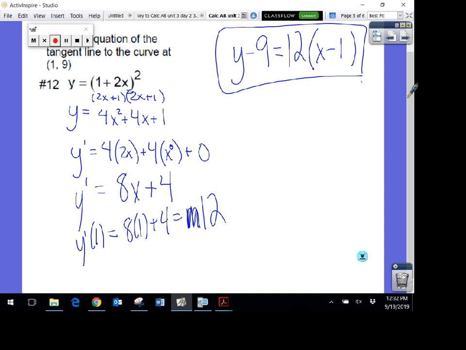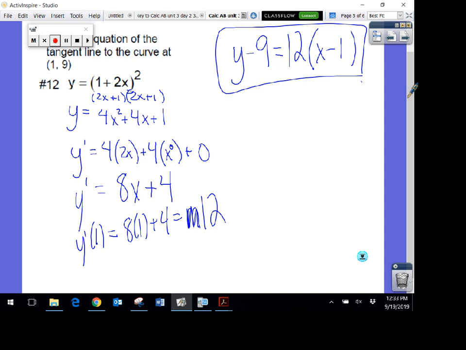Now, what if it just said tangent to line at x equals 1? Could we figure out the 9? If we were only given the 1 as the x? Yes. We could plug it in and figure out what the equation is. Absolutely. We plug in a 1, 2 times 1 plus 1, 2 plus 3 squared is 9. That will always be the case.